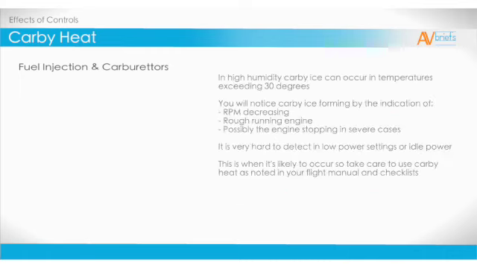In high humidity, Carby ice can occur in temperatures exceeding 30 degrees. You will notice Carby ice forming by the indication of RPM decreasing, a rough running engine, and possibly the engine stopping in severe cases. It's very hard to detect in low power settings or idle power. This is when it's likely to occur, so take care to use Carby heat as noted in your flight manual and checklists.